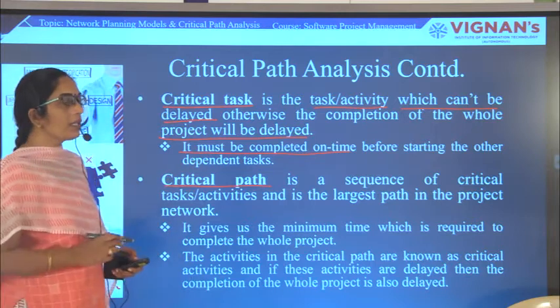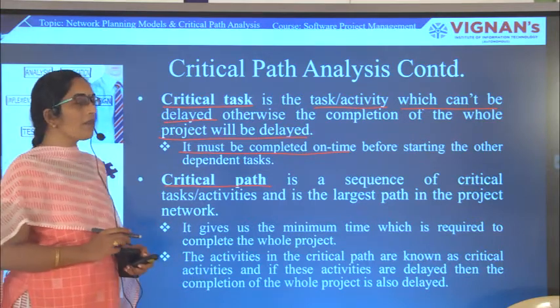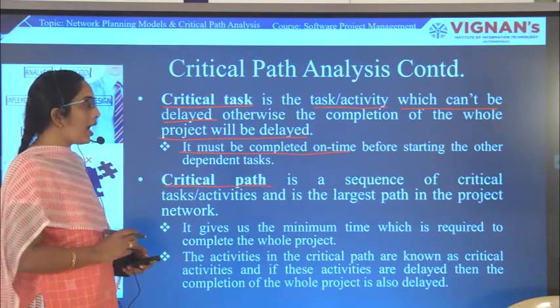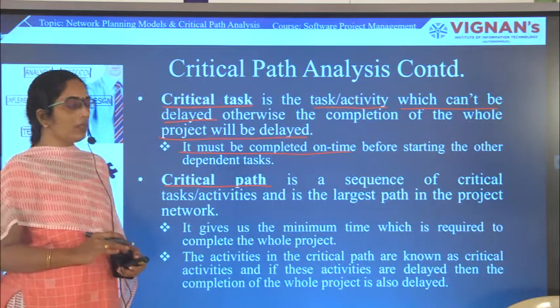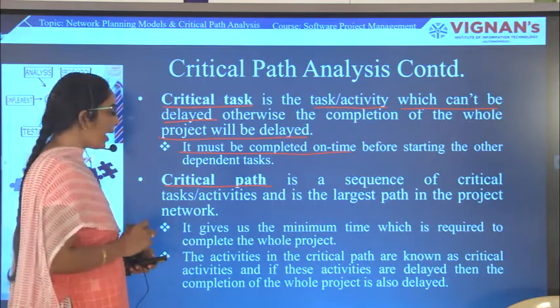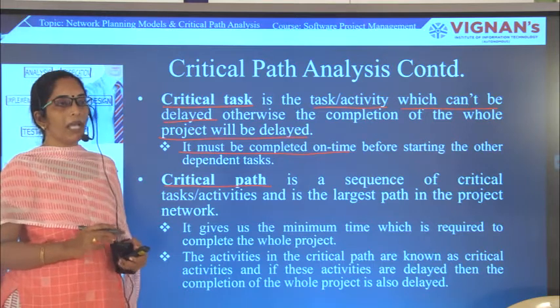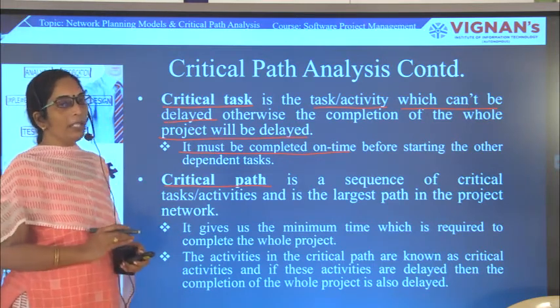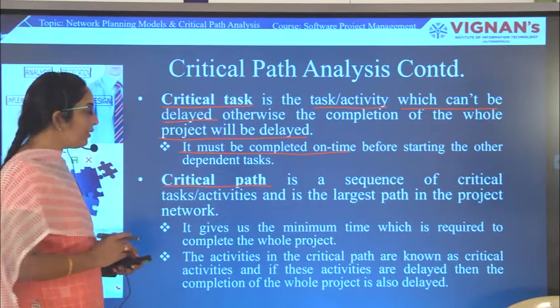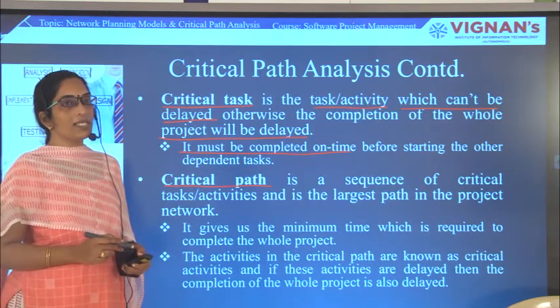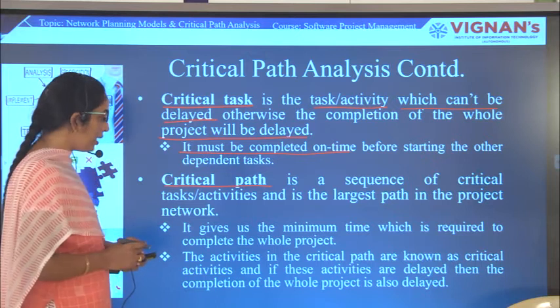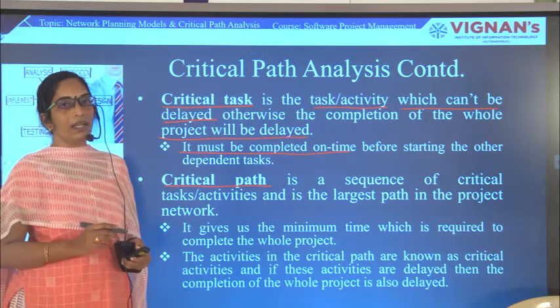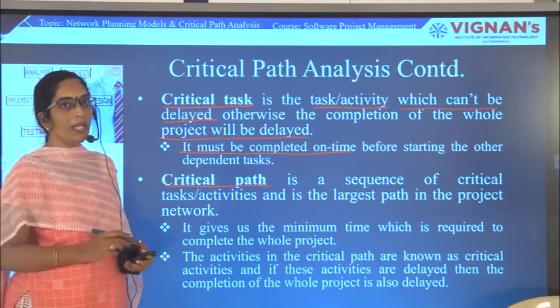A critical path is a sequence of critical activities, and it is the largest path in the network. The critical path always gives us the minimum time which is required to complete the project. The activities in the critical path are known as critical activities, and if these activities are delayed, then the whole project will be delayed.